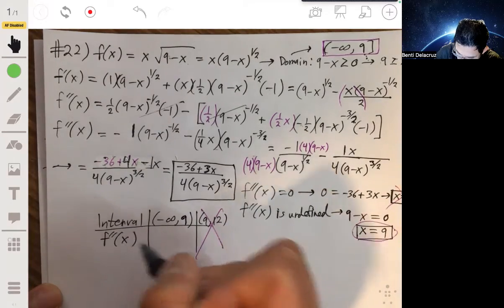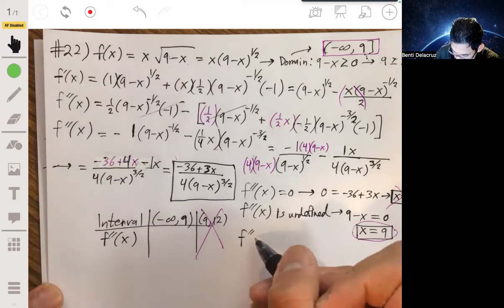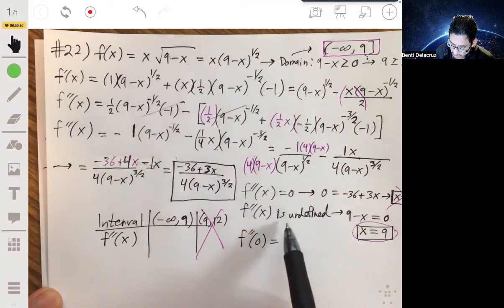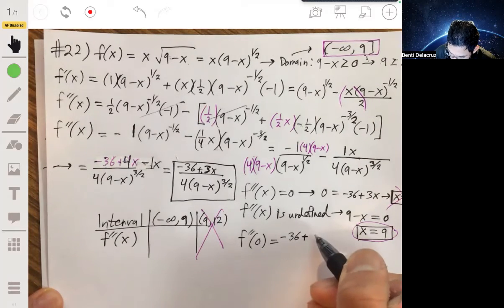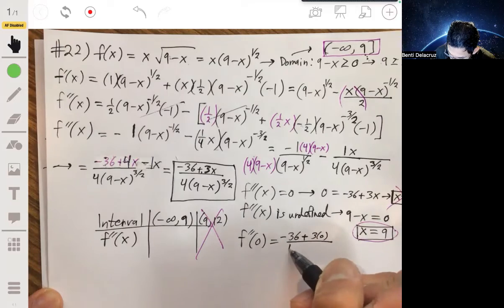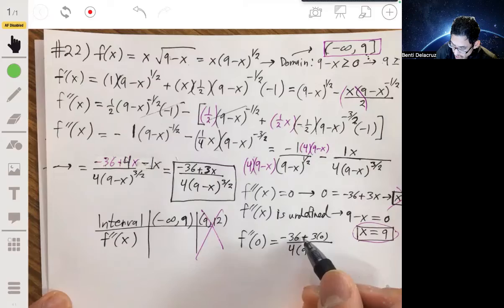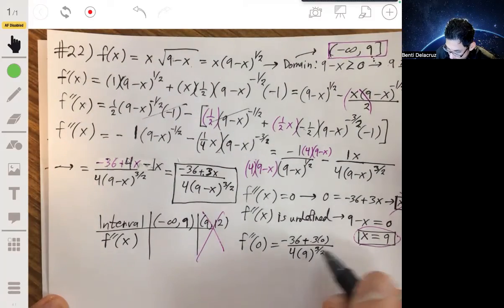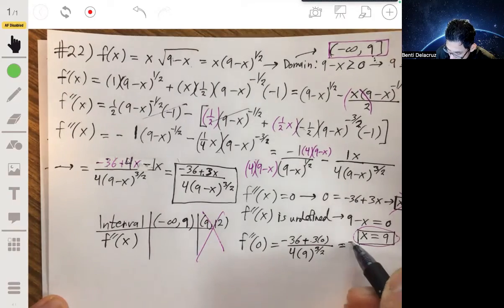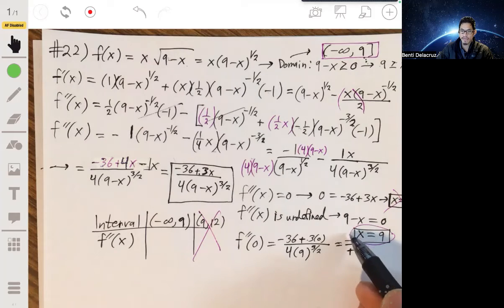So we want to find what the second derivative is. We'll just pick any value in here. So let's find the second derivative at 0. That's always easy. We just plug 0 into here. We get negative 36 plus 3 times 0 over 4 times 9 minus 0, which is 9, to the 3 halves. We'll get a negative 36 over a positive number. Again, you don't even have to go as far to find the exact value. We just know this is a negative number because you have a negative on top and a positive on the bottom.